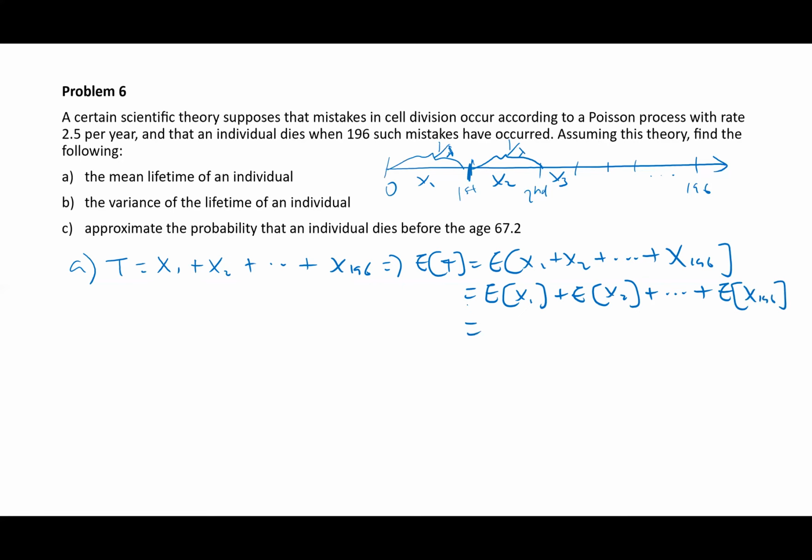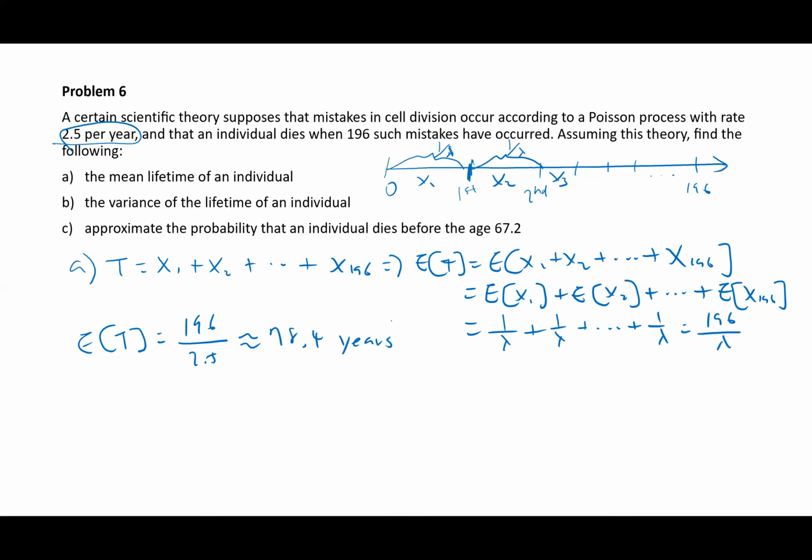Each one of these is just 1 over lambda. So 1 over lambda plus 1 over lambda, plus 1 over lambda. There are 196 of these, so it's 196 over lambda. Lambda here is given as 2.5 per year. So the expected value of T is simply going to be 196 divided by 2.5, which turns out to be roughly 78.4 years. So the expected lifetime in this scenario is 78.4 years.